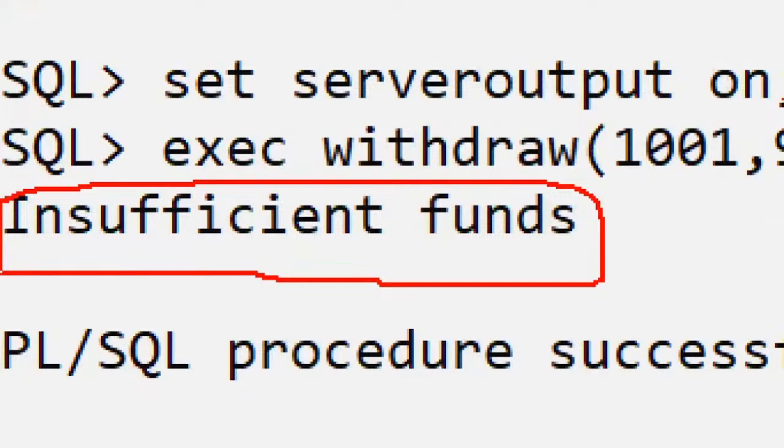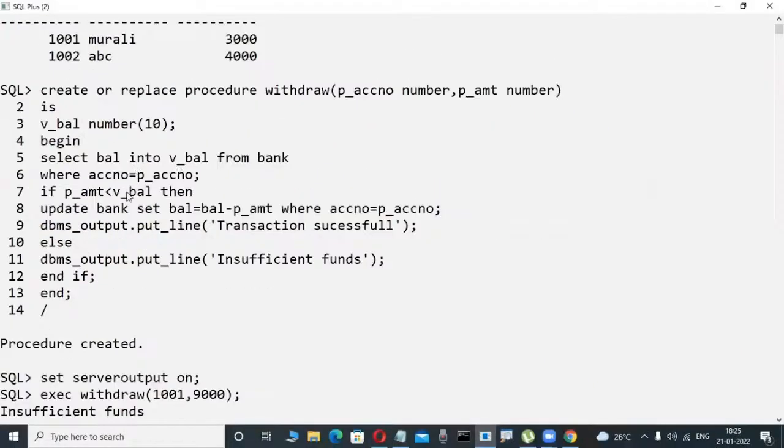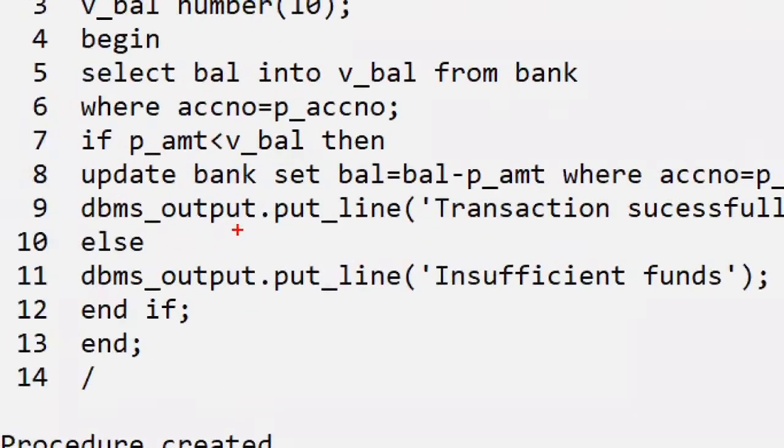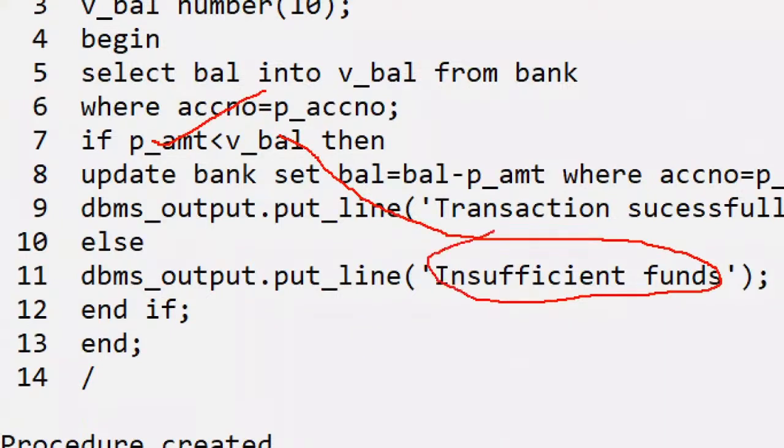How is it possible? This coding is executed, whatever I'm writing is executed. Or maybe your amount is more than the available balance. That's why insufficient funds only. It will display the message or not. Yes.